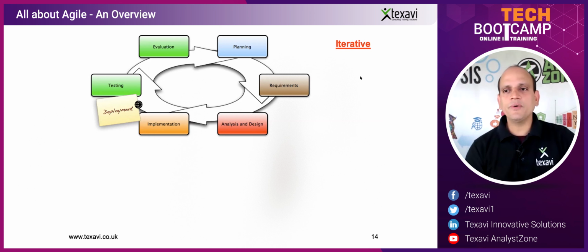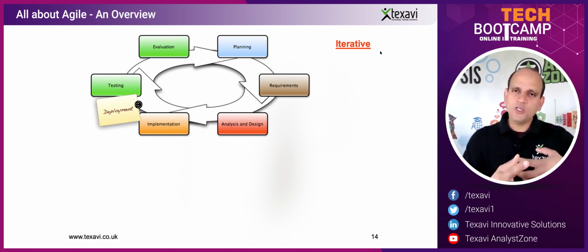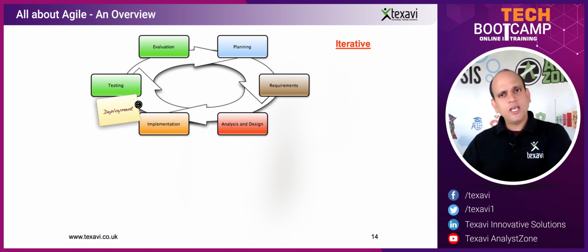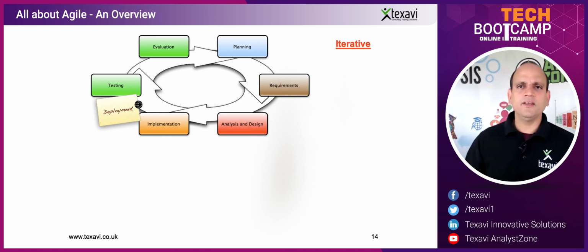So it's all about iteration. We should be able to go back to something and then be able to make the change and then deliver. If it is changed again, accept it, change it. There's no such thing as a constant thing. Change is the only constant in the world, right?